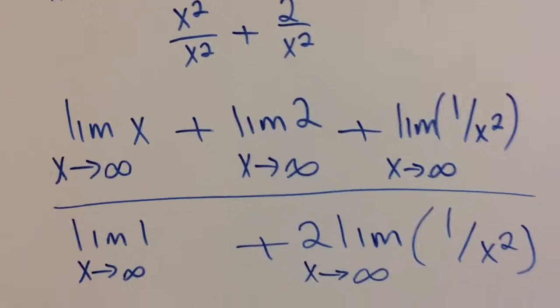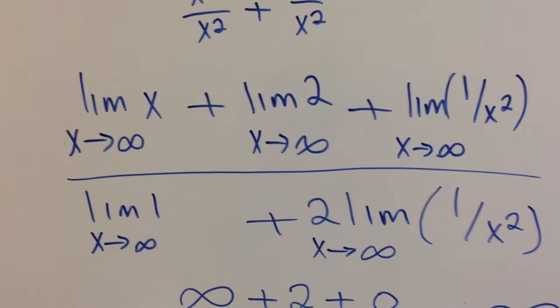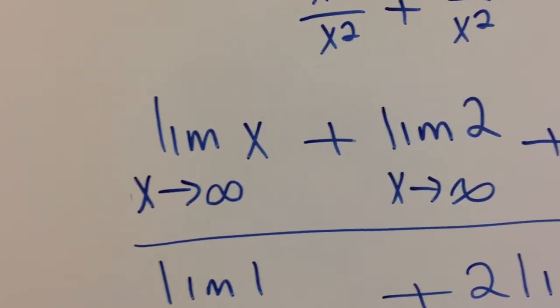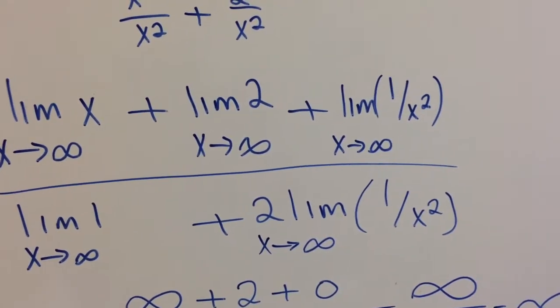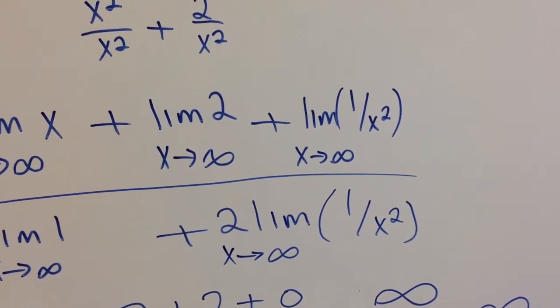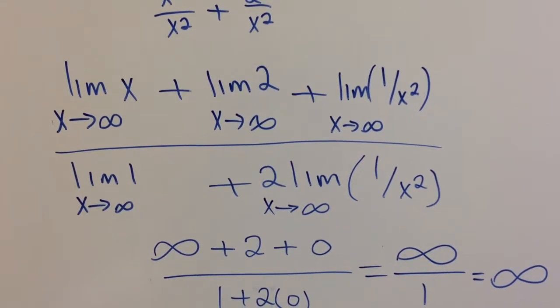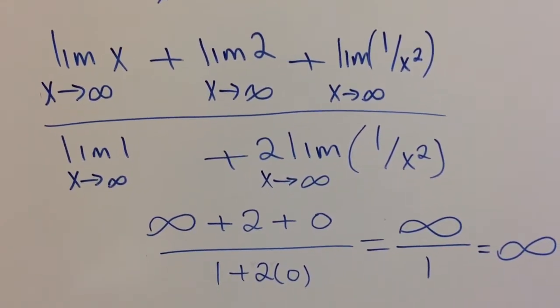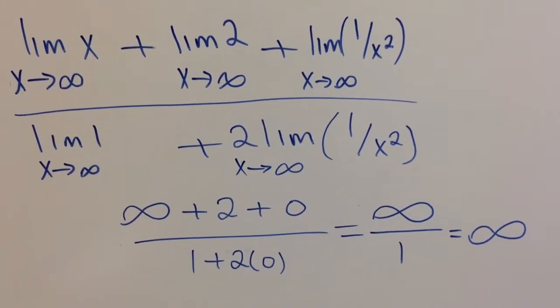So here again we break up our limits as well as use our constant multiple rule and simplify. So we get the limit of x as x approaches infinity plus the limit of 2 as x approaches infinity plus the limit of 1 over x squared as x approaches infinity, over the limit of 1 as x approaches infinity plus 2 times the limit of 1 over x squared as x approaches infinity.